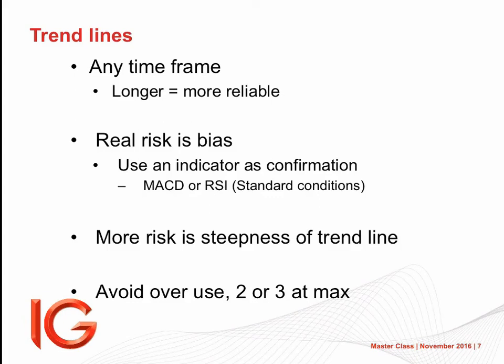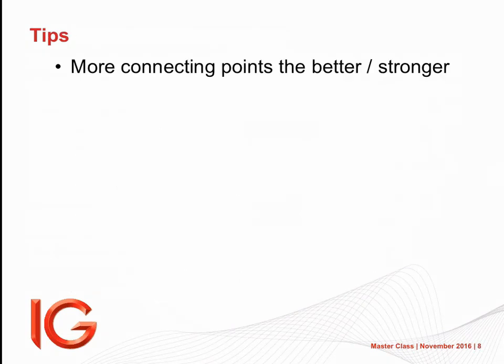If you need a chart with 7, 8, 9 trend lines on it, you're trying to find a story. You've come into it and said, I need to buy that thing, therefore I'm going to put those trend lines until I can prove that it's worth buying. So avoid that overuse. What is critically important is the more touch points, the stronger it is.